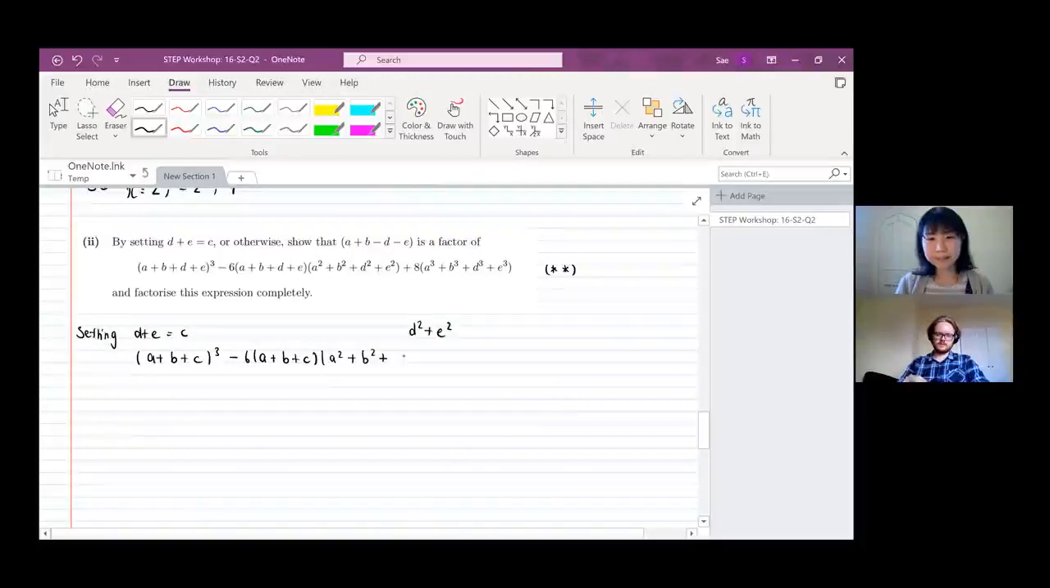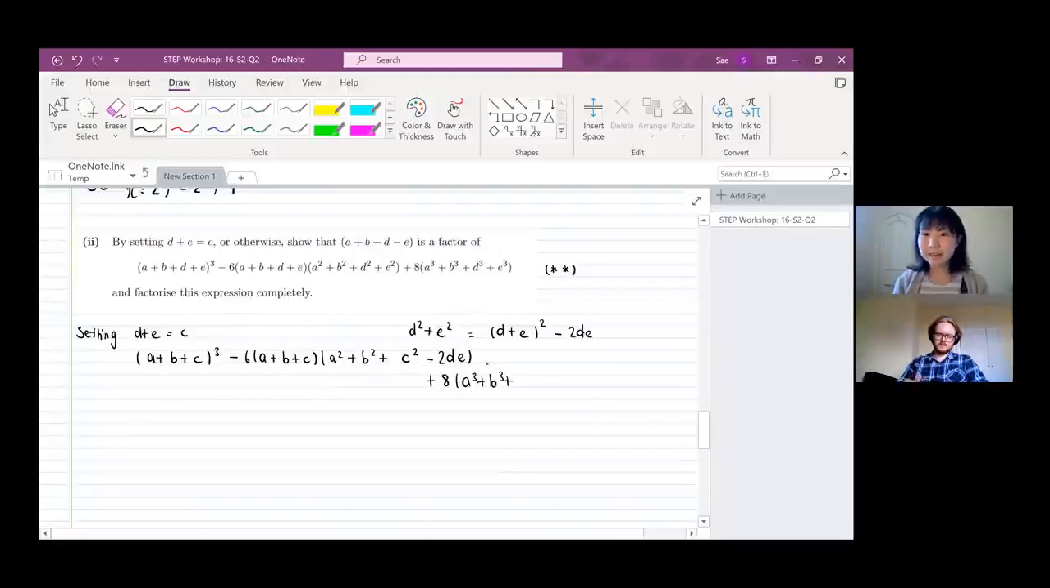Yeah, so this is c squared. So this is (d plus e) squared, but then (d plus e) squared is d squared plus e squared plus 2de. Don't forget the cross terms. But in order to get d squared plus e squared, we need to subtract 2de. And then plus 8(a cubed plus b cubed). And then what is d cubed plus e cubed?